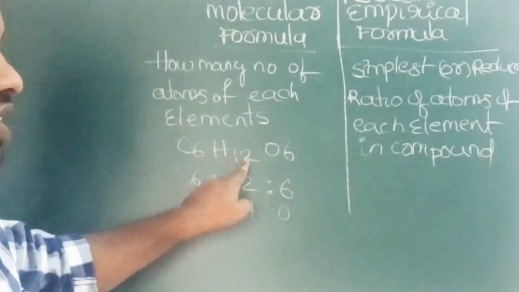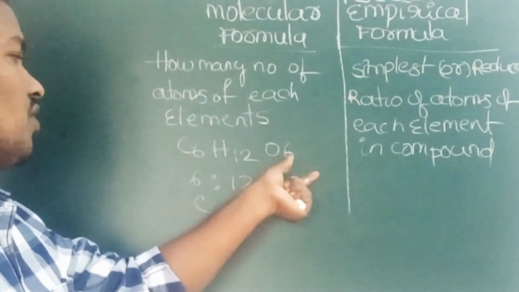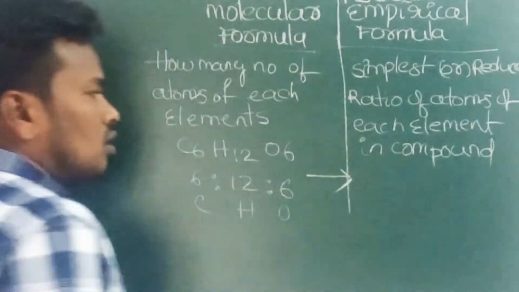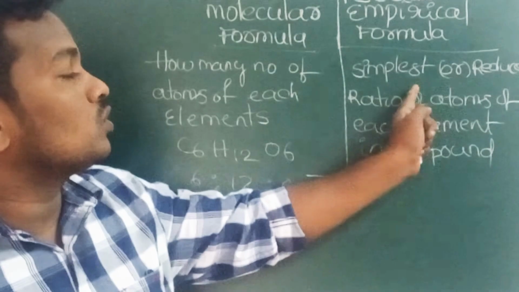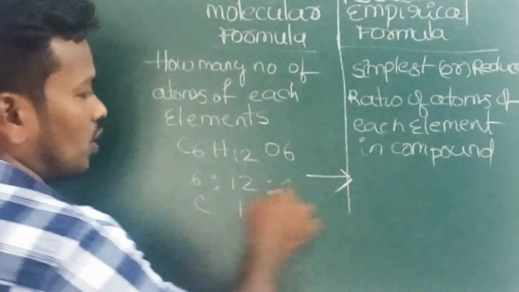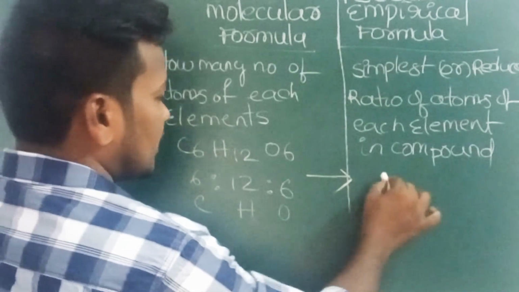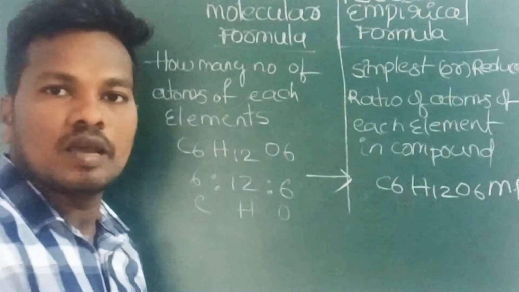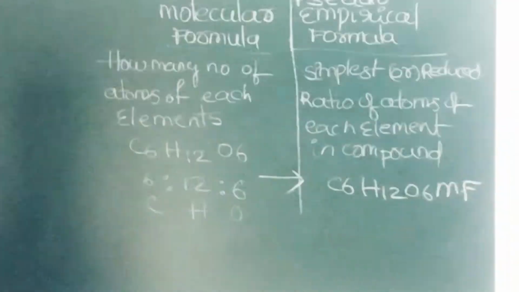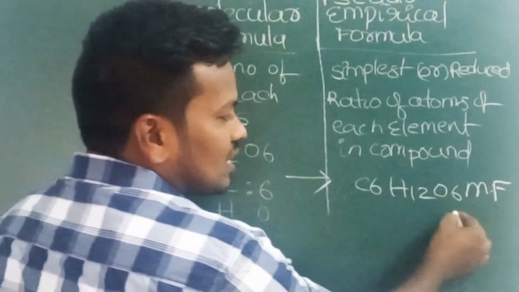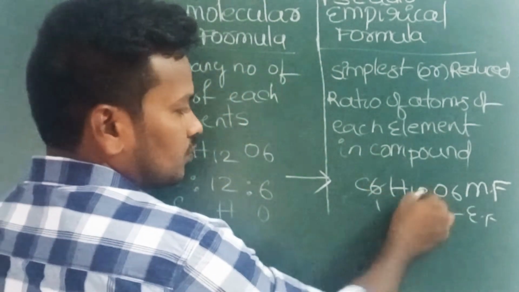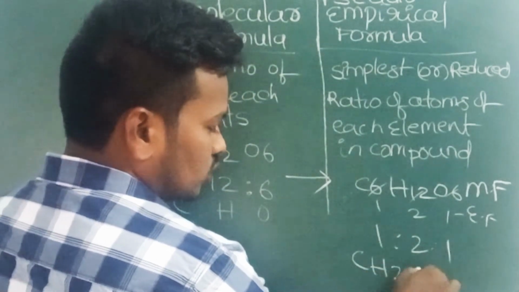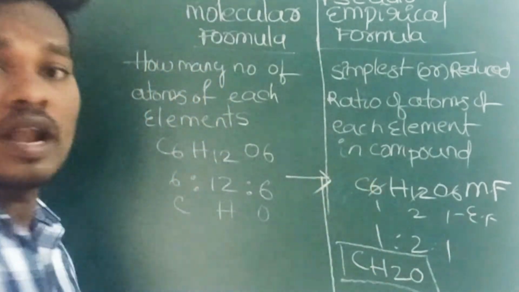So C6H12O6 is the molecular formula, right? MF is nothing but the molecular formula. For example, if you want to make it an empirical formula, what do we have to do? Simplest or reduced ratio. Here 6 is common, so take 6 common. So 1 is to 2 is to 1 ratio of carbon, hydrogen and oxygen. CH2O we will get. This is called the empirical formula.